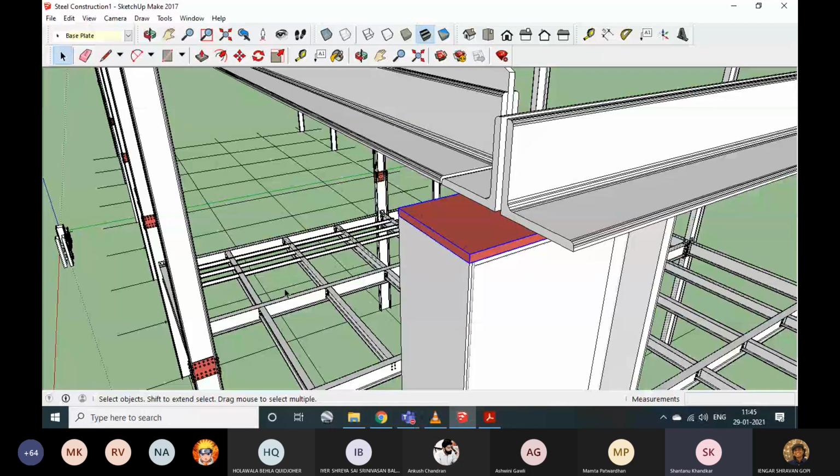So which is this one. Okay, the one I've highlighted. And the base plate is again a connection through which any kind of these connections will happen.